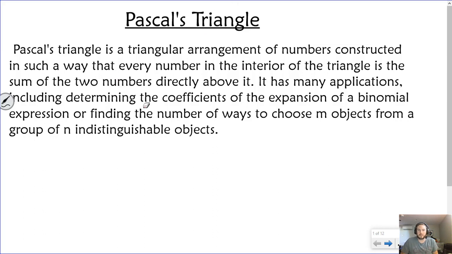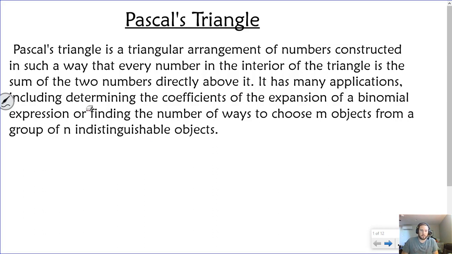So today we're going to talk about something called Pascal's Triangle, and then from there we are going to talk about binomial expansion. So Pascal's Triangle, what is it? Well, Pascal's Triangle is a triangular arrangement of numbers constructed in such a way that every number in the interior of the triangle is the sum of the two numbers directly above it. It has many applications, including determining the coefficients of the expansion of a binomial expression, or finding the number of ways to choose m objects from a group of n indistinguishable objects.